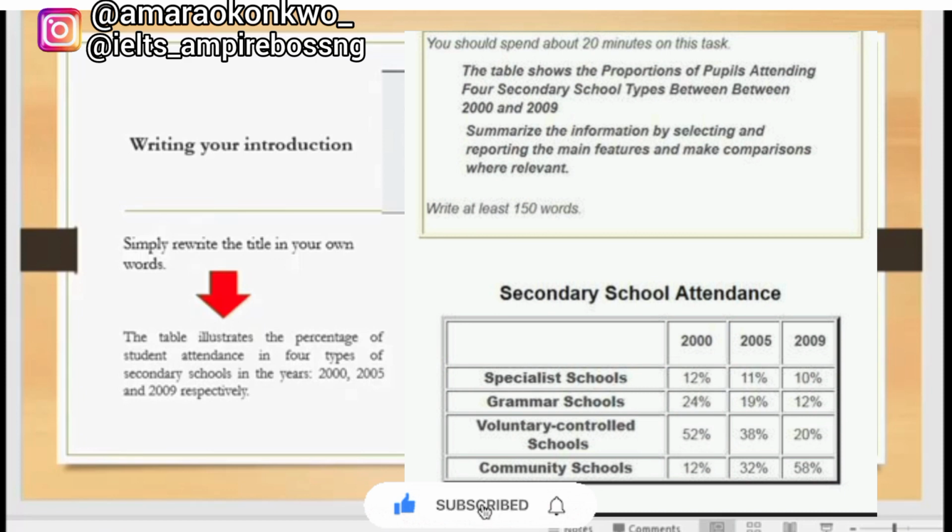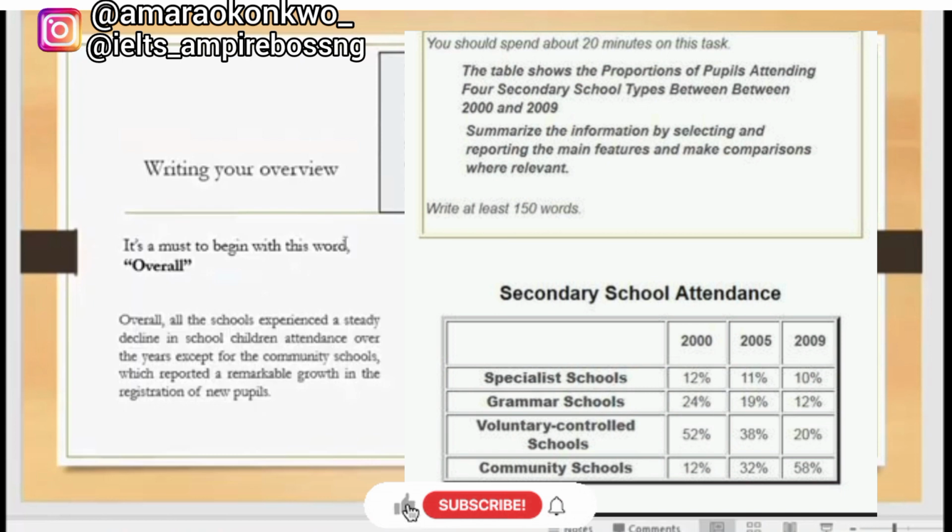Now let's go on to write the overview. From our understanding of what we can see in the table, we can clearly tell how our overview should be. Remember I said you must begin with this word: overall. Please, there's no debating this. Don't even debate it. Don't say that you saw some other linking word. Please, this is IELTS and this is the standard. When you want to begin your overview, begin with this word, overall.